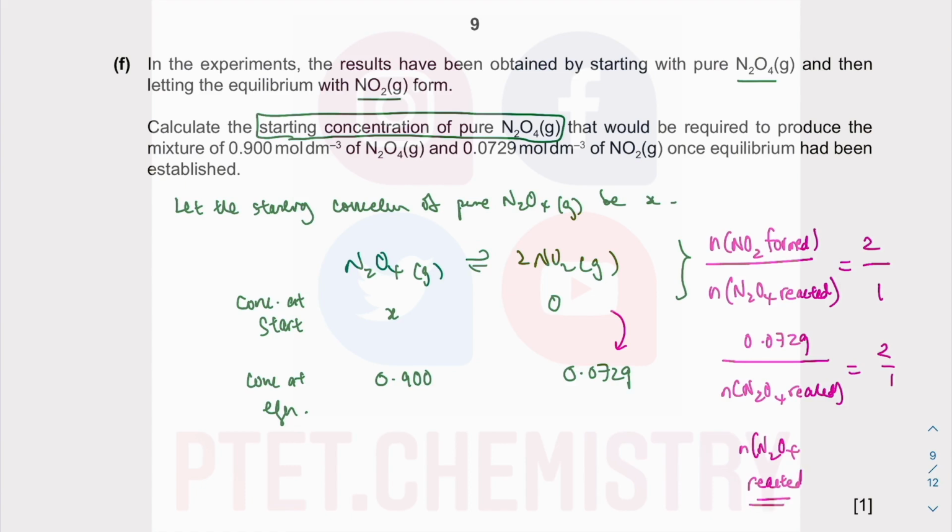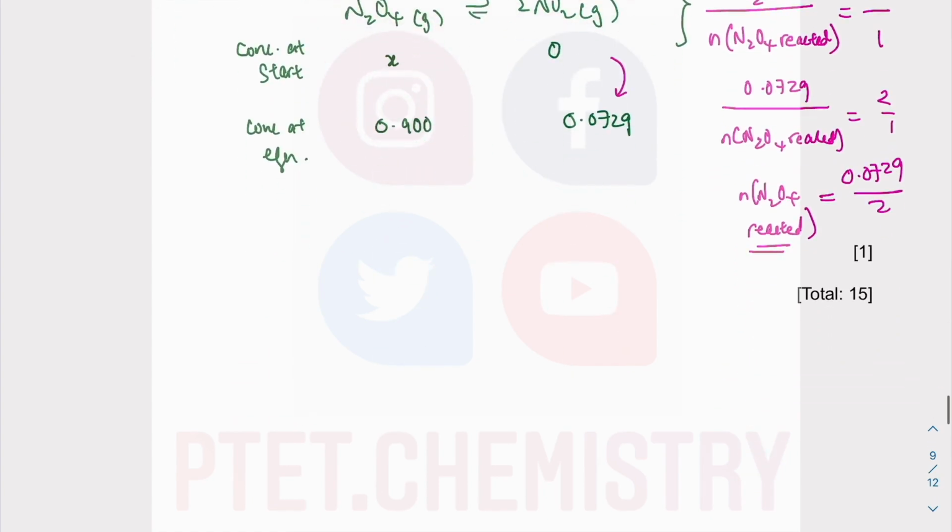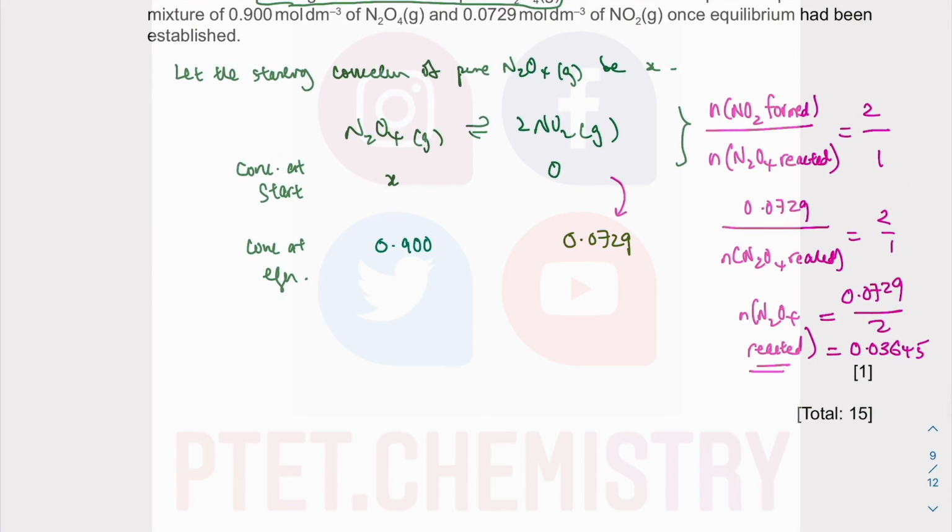I've been very careful to label it as being reacted, because a lot of students struggle with equilibrium questions because they just don't label. When you don't label your thing, you get confused between what has reacted and what has been formed, right? So I just work out how much of the N2O4 had reacted. So this one is minus what has reacted. Then you have this much left at equilibrium, okay?